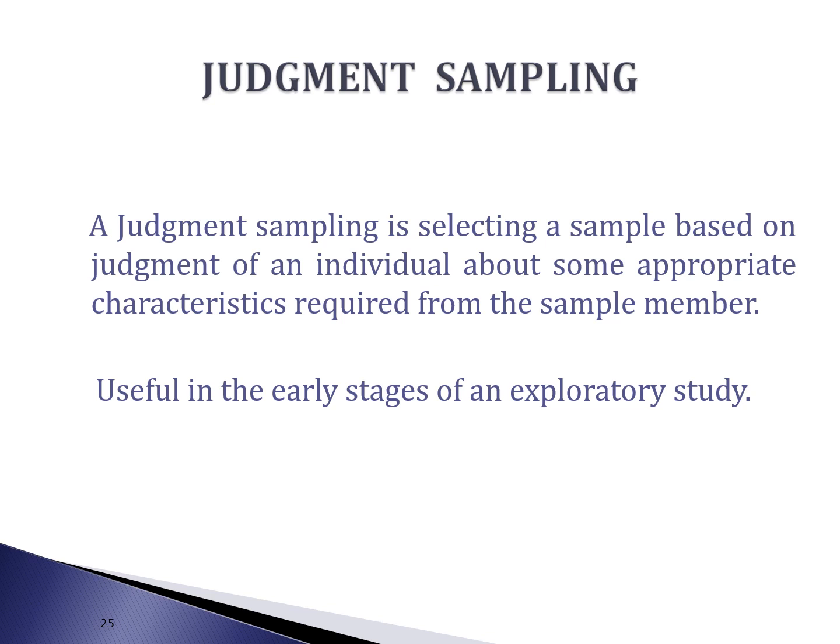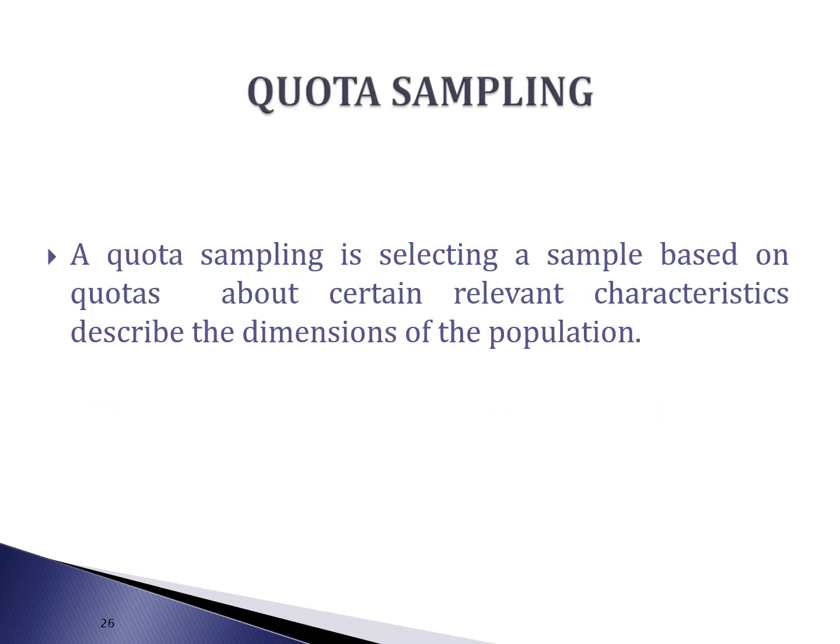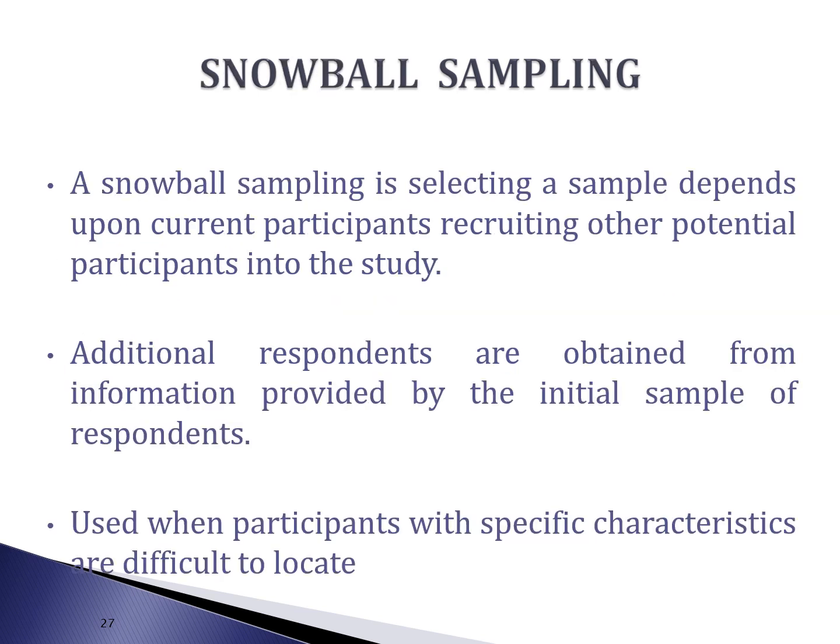Judgment sampling is selecting a sample based on the judgment of an individual about some appropriate characteristic required from the sample member, and it is useful in the early stages of an exploratory study. Quota sampling is selecting a sample based on quotas about certain relevant characteristics that describe the dimensions of the population. Snowball sampling is selecting a sample depending upon current participants recruiting other potential participants into the study, and it is used when participants with specific characteristics are difficult to locate.